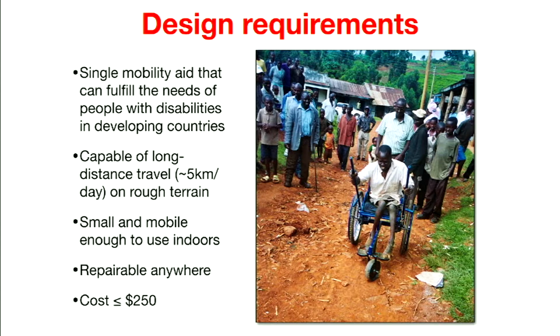That ideally we could create a single mobility aid that would go fast and efficiently, both on rough terrain, like in a village setting, like you see here, but is also small enough to use indoors. It's repairable, even in a local context, with local tools and local materials. And it has a price point of less than or equal to $250, so it's affordable within the current purchasing mechanisms of appropriate wheelchairs in developing countries.